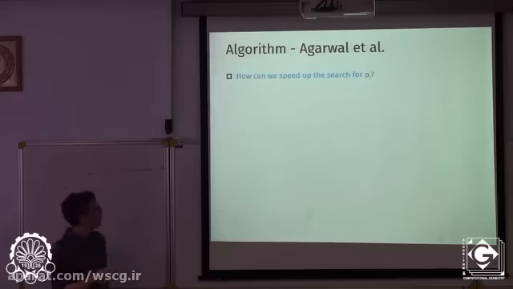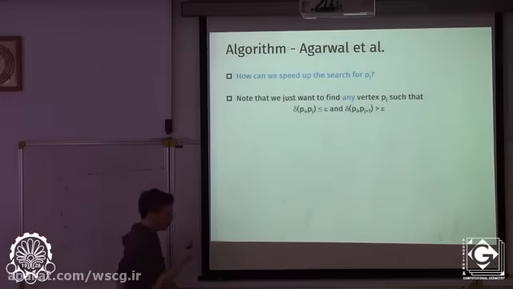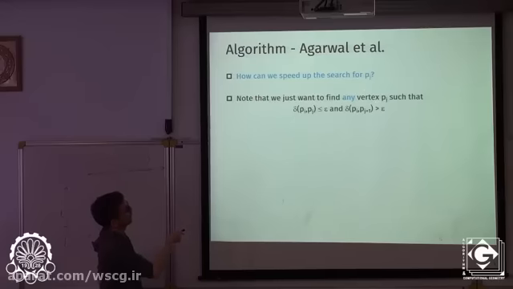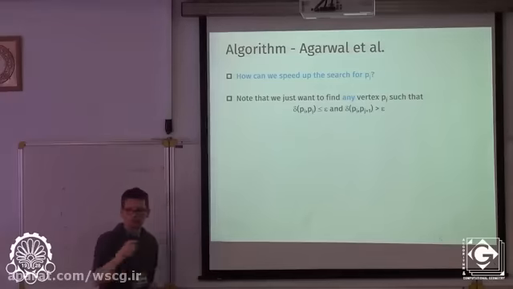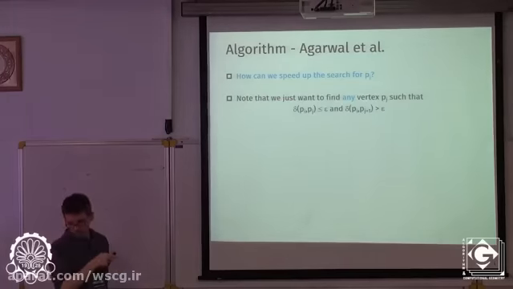An important observation here is that we just want to have any such vertex. It doesn't need to be the first, it doesn't need to be the longest. I just want to have any vertex with the property that this distance is small and the next one is large.